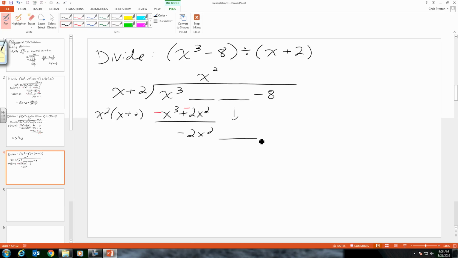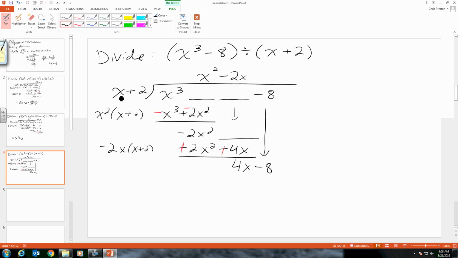Again, normally we bring something down here, but we don't have anything to bring down. So what do I multiply x by to get negative 2x squared? A negative 2x. So negative 2x times x plus 2 gives me negative 2x squared minus 4x. Change the signs. Let's both become positive. It becomes a 4x. Bring down the constant.